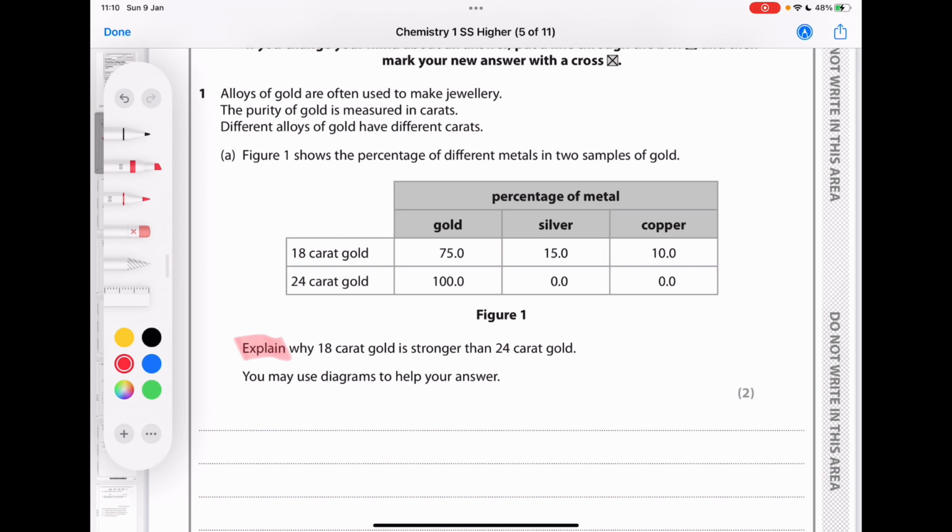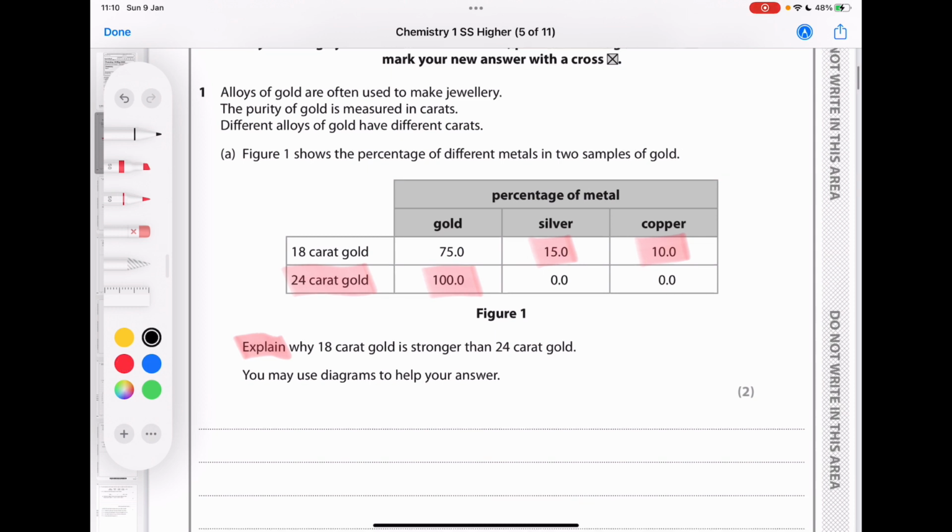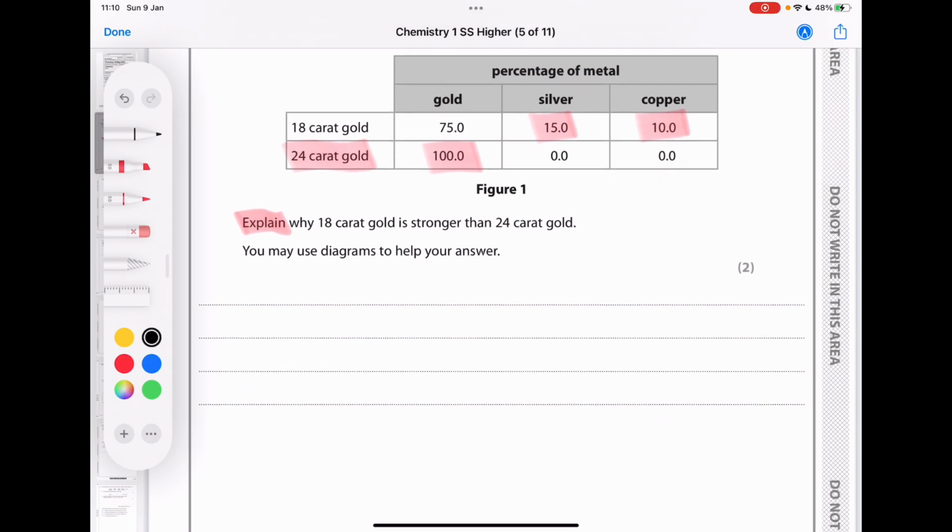The key point here being that 24 karat gold is 100% gold, so it's a pure metal, whereas 18 karat gold is a mixture of gold and silver and copper. So the answer I should have said is that the 18 karat gold contains ions of different sizes.